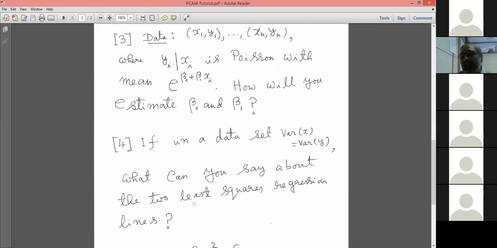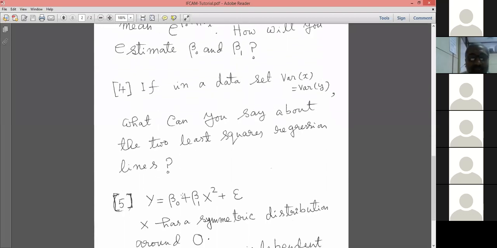So if one line makes angle theta with the x-axis, the other line will make angle 90 degrees minus theta with the x-axis, when theta is smaller than 90. Good. Anybody wants to ask any question about the fourth problem? Any more questions from anybody on the fourth problem? Okay. If not, let me move to the last question that I have brought today.